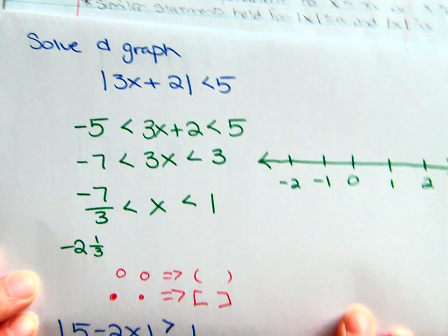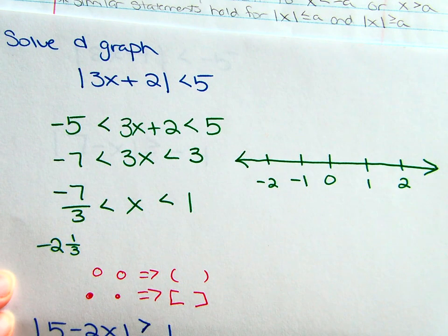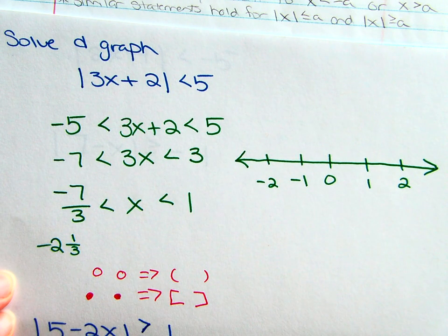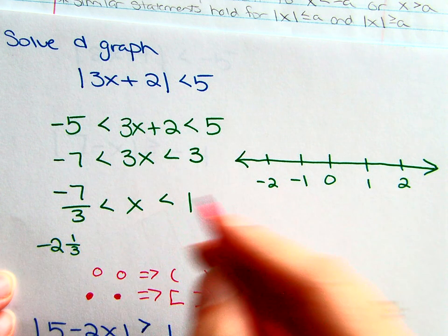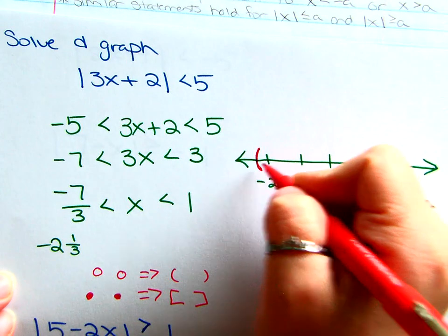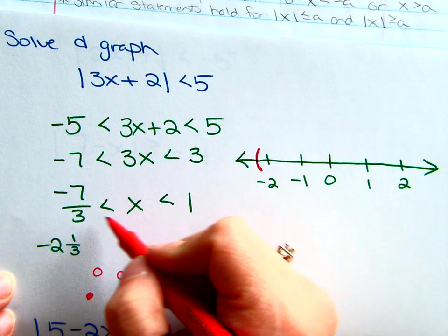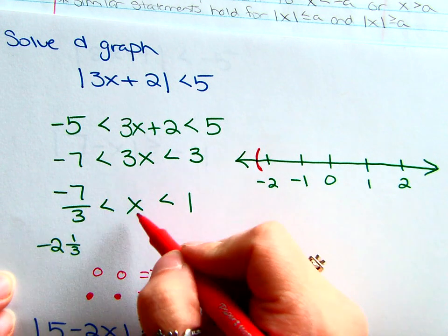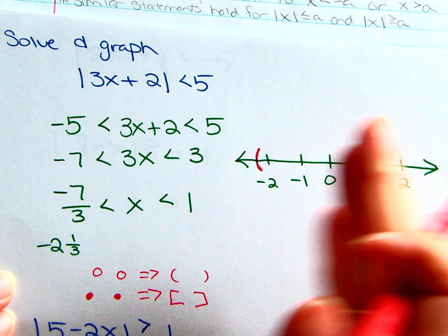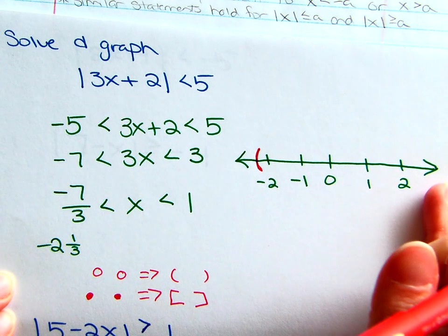Yep, I know, you can't see it. There you go. So I'm going to use parentheses just because it looks a little cleaner. So at negative 2 and a third, I would have a parenthesis. And I'm opening it towards the right because it's saying negative 7 thirds is less than x. That means x has to be greater than that value, headed towards the right.